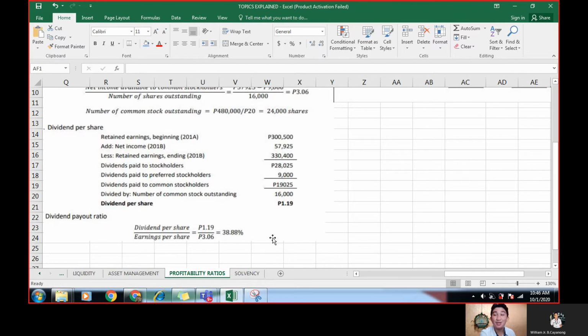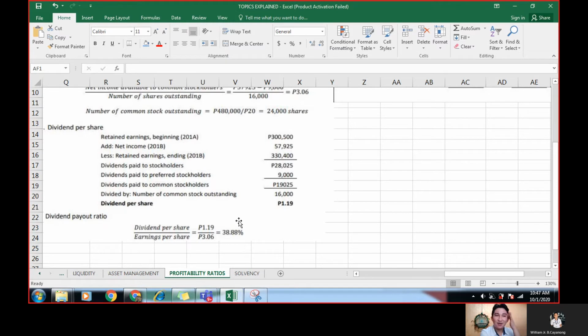For the dividend payout, I-divide mo siya sa earnings per share na 3.06. So ang kalabasan niyan is 38.88%. So that is the percentage of paying out to your stockholders. Ang nabibigay mong payout kay stockholders is about 38.88%. So that's profitability ratios.